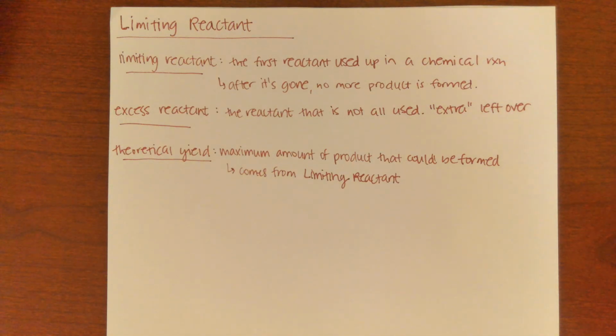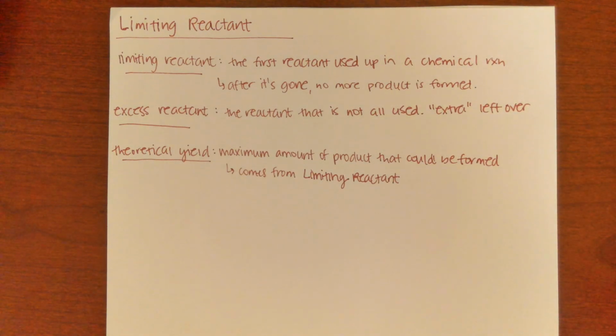It's a reactant in a chemical reaction that when the reaction is all done, it's the reactant that's first used up. So when the reaction is fully completed, that is when the reactant is gone first and there's no more product formed. So at some point the reaction fully stops, and then that's how you know that one of the reactants has run out. And then the excess reactant is the reactant that is left over. So think of extra reactant, excess reactant.